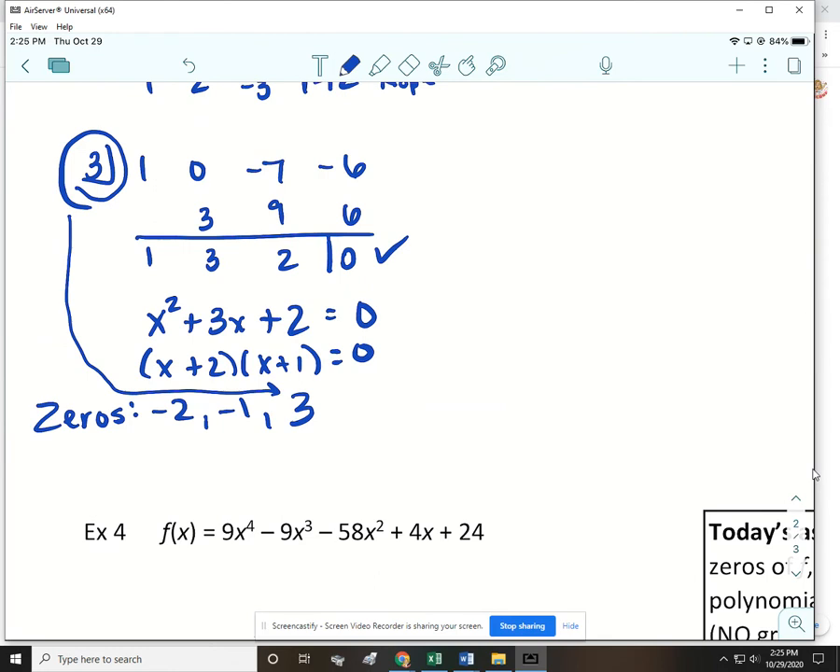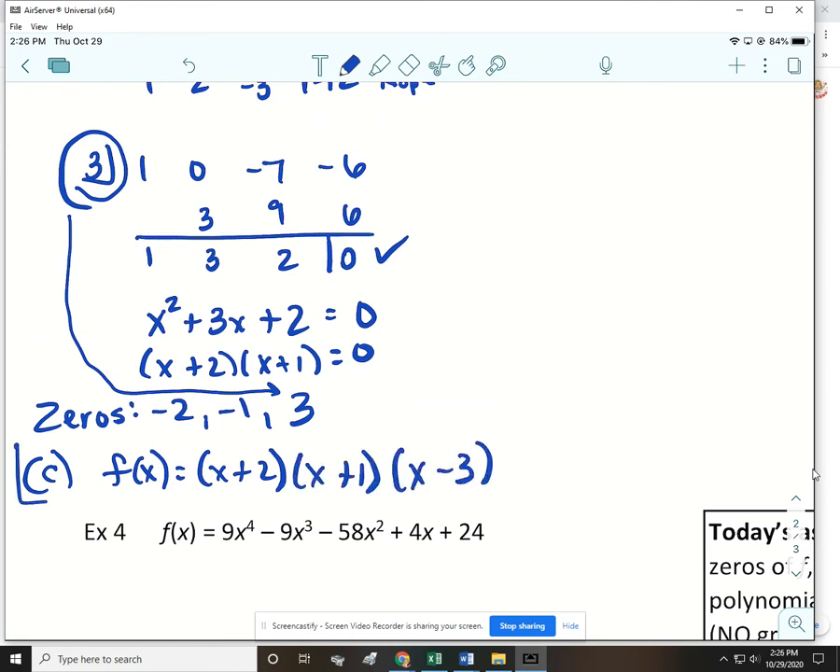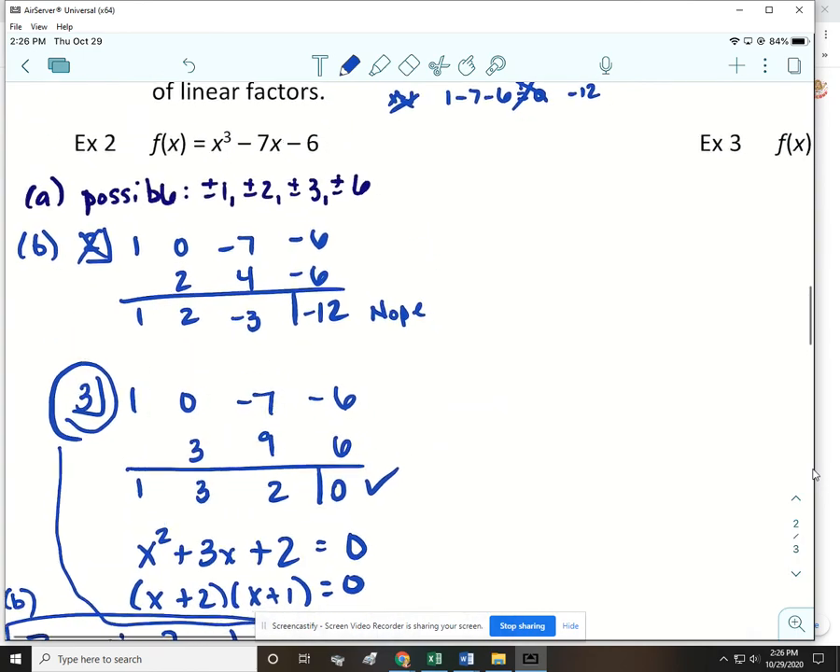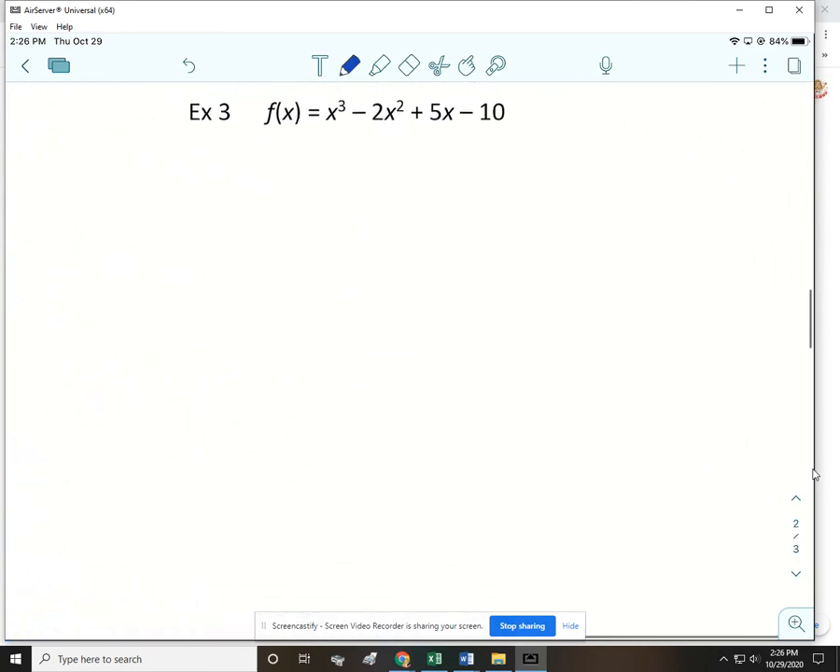All right, and then the C part tells us to write the polynomial as a product of linear factors. So that would mean that f of x equals, and then you would write the factors that would give you those zeros. That is it. So that's A, B, and C. Okay, so it can be somewhat tedious depending on how many possible zeros there are and how good of a guesser you are.